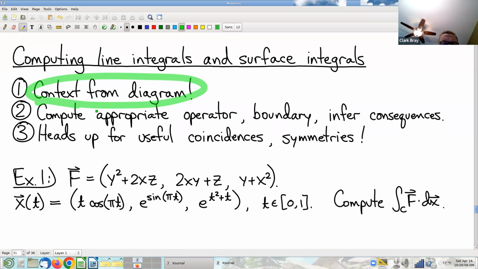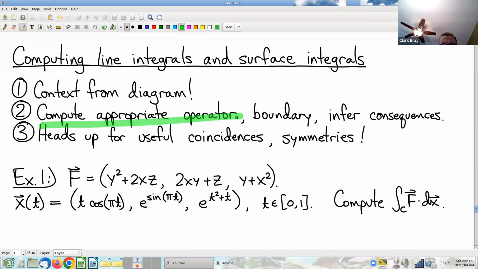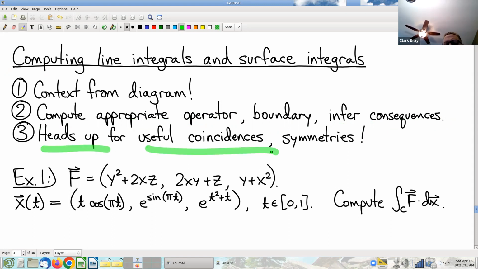And then after having done that, compute what the diagram says to compute. Think about the boundary of whatever your domain is, and then there will be consequences that come from those computations, certain conclusions you can draw about what's on the table, what you might possibly be able to use, and what realistically you're not going to be able to use. And of course, you also want to always be heads up about coincidences, geometric good fortune. Sometimes you get lucky. Sometimes an integral is zero by symmetry. You want to always be on the lookout for these kinds of things as well.